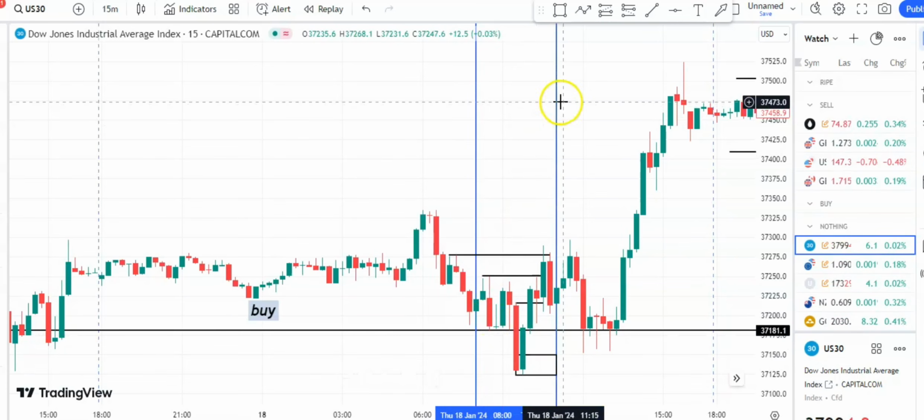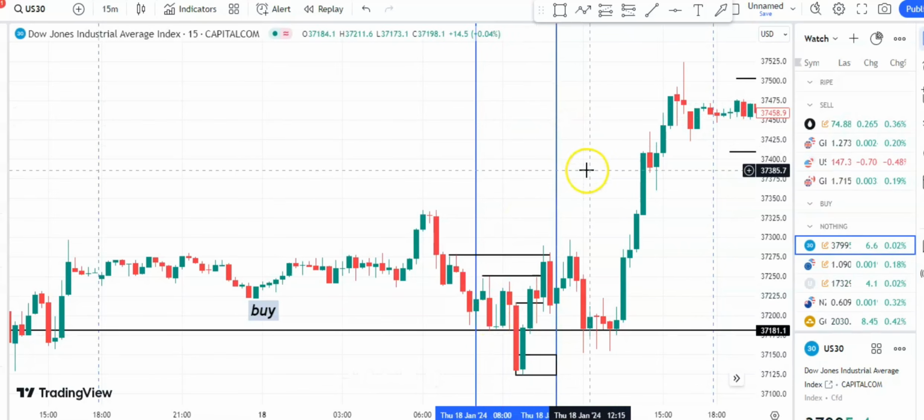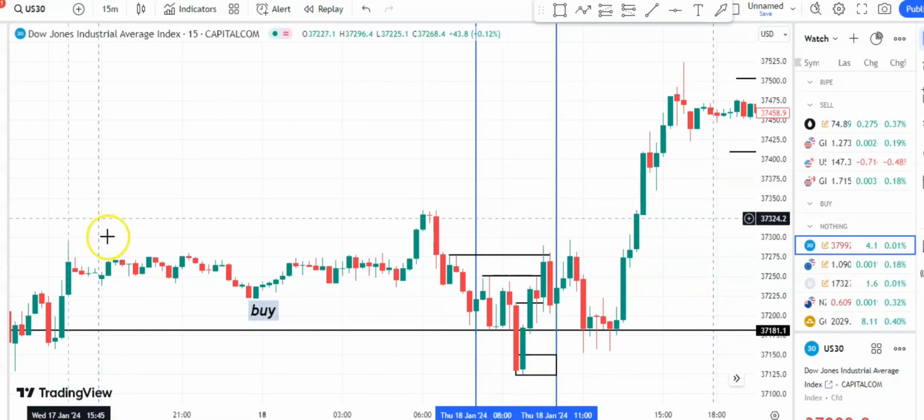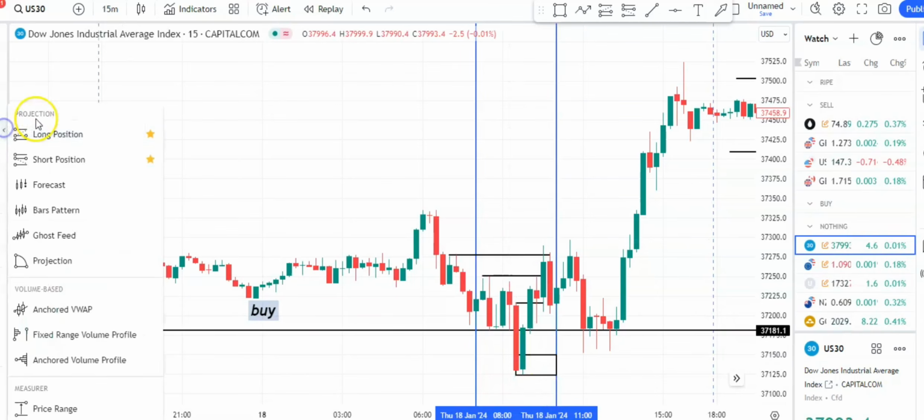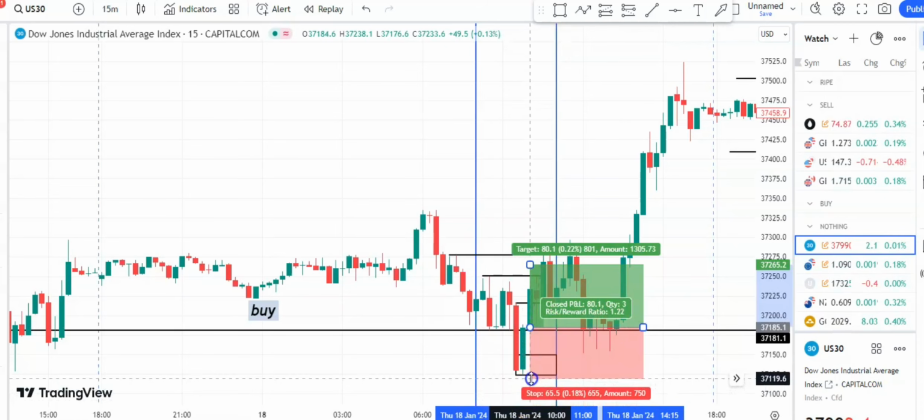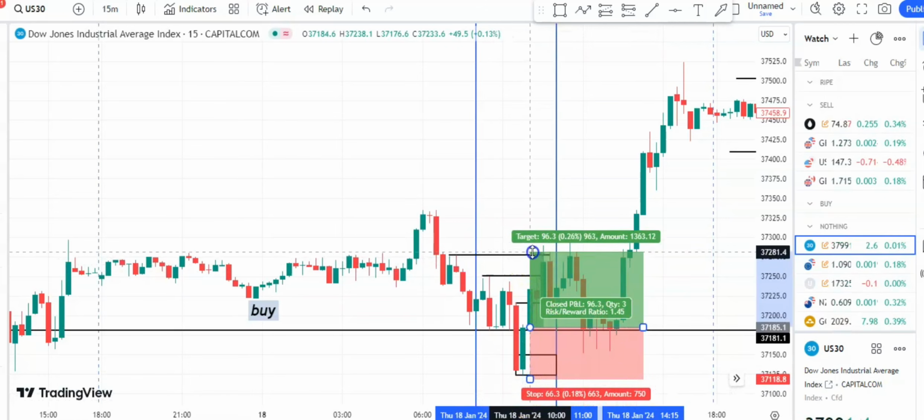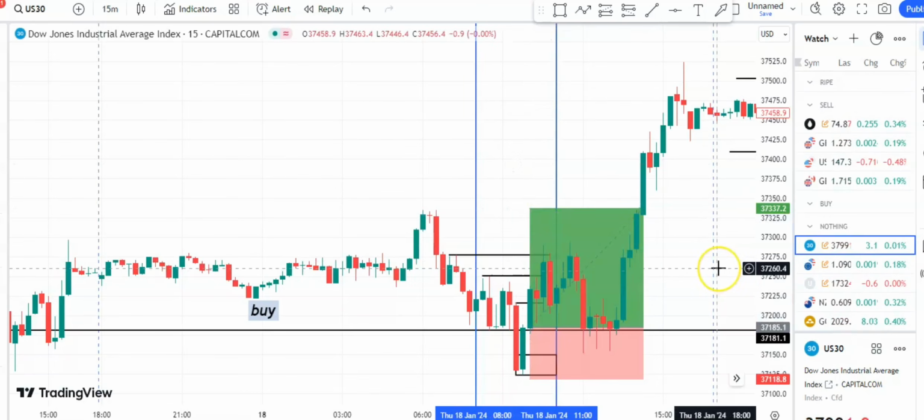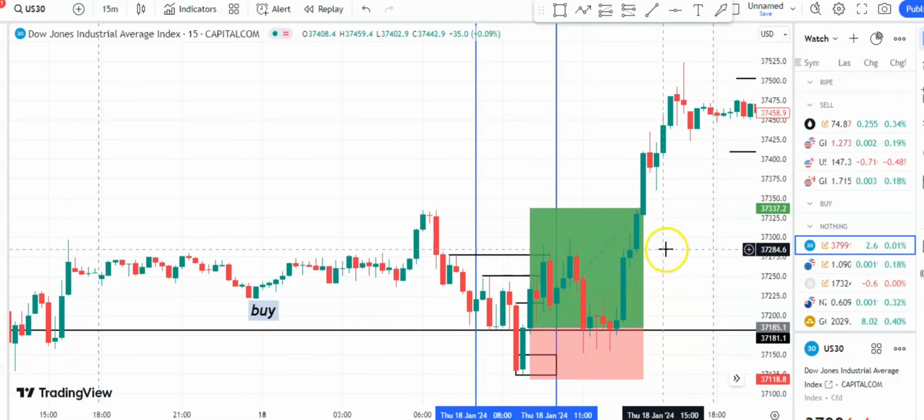Now, if you look at the inverse of the pump and dump setup, it's the dump and pump setup. We have the dump, we have the pause, these two candles, and we have the breakout. Once this candle closed, my stop is a few pips below that, and I'm looking to target the high of the day. And boom, it's the same thing.